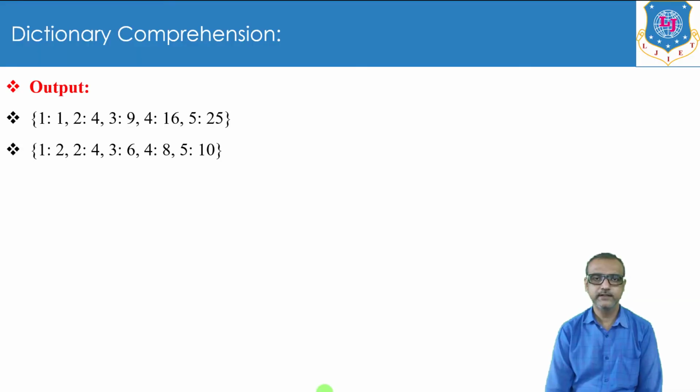So in today's lecture we have seen the definition of dictionary, how to access the elements of dictionary, how to update and delete the elements of dictionary, and finally we have seen dictionary comprehension and various examples based on these topics.